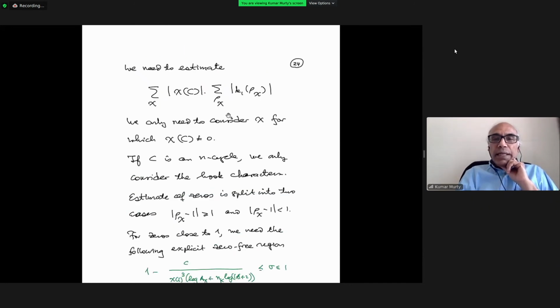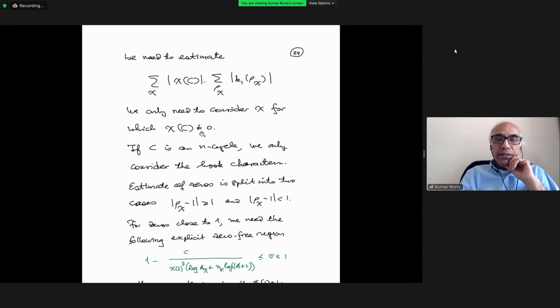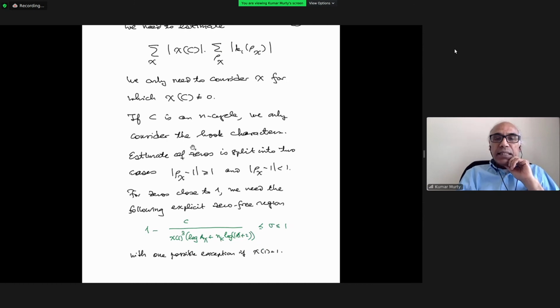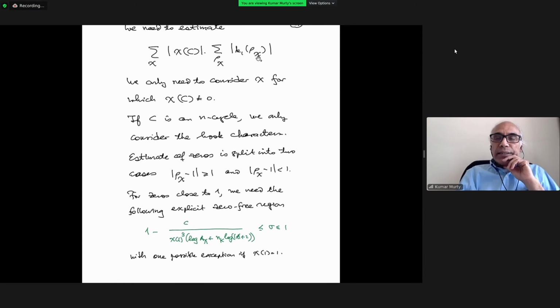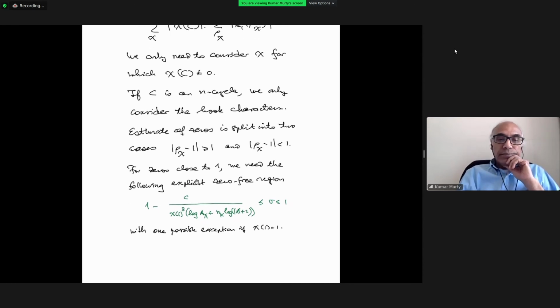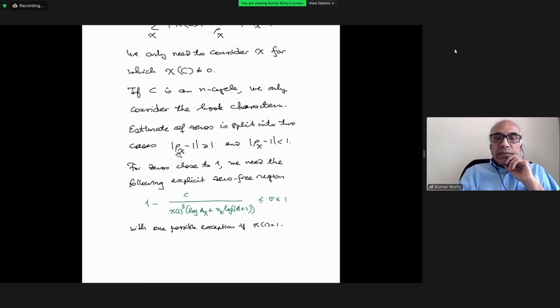Okay, so we want to estimate this thing, and we obviously need to only consider the chi's for which chi of C is not 0. And in particular, if C is an n-cycle, we only need to consider the hook characters. Now to estimate these sums over zeros, you split it up into two parts, depending on how close they are to s equals 1. So whether they're in the unit circle around 1 or they're outside the unit circle. The zeros away from 1 are relatively easy to estimate, so I'm going to just ignore those for now. So basically we have to worry about these zeros close to 1.